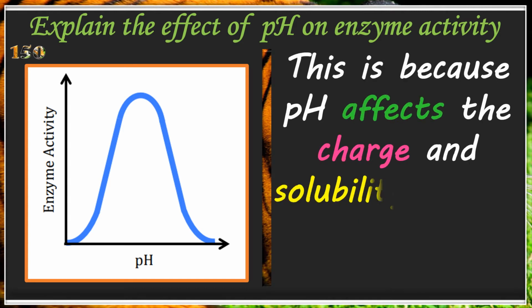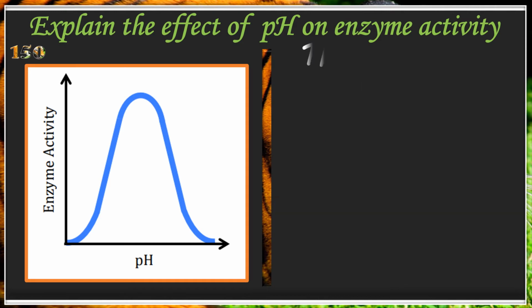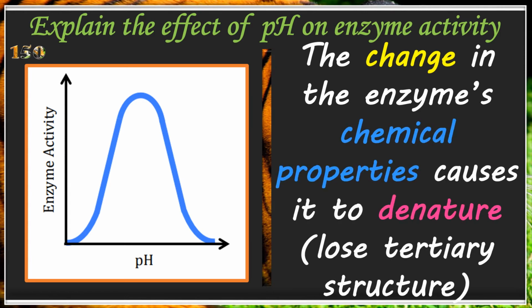This is because pH affects the charge and solubility of the enzyme. The change in the enzyme's chemical properties causes it to denature. That is, loss of the tertiary structure.